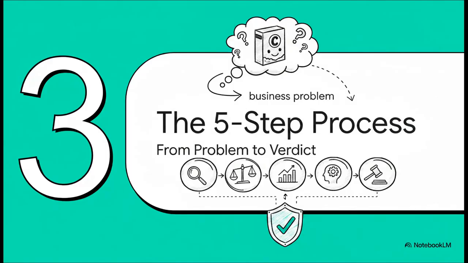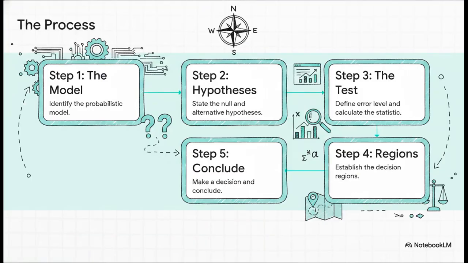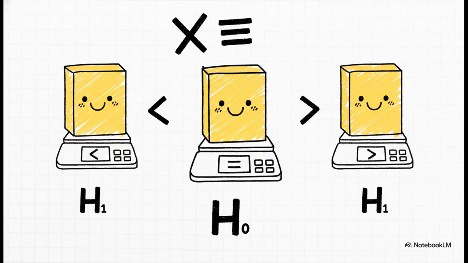So the big question is, how do we actually put this awesome logic to work? How do we get from a business problem to a clear statistical verdict? Well, it's not magic. It's actually a really clear 5-step process that we can apply directly to our cereal box problem. We're going to walk through each of these steps one by one. Think of this framework as your roadmap. It's what ensures you've covered all your bases and that your final conclusion is totally sound and, maybe more importantly, defensible to your boss. So step 1 is really just about picking the right statistical model for the job.